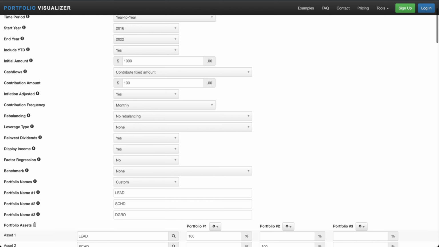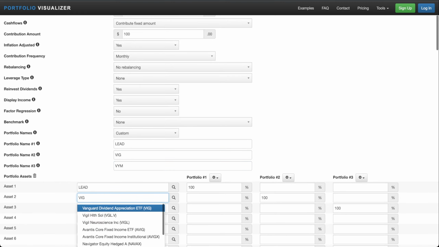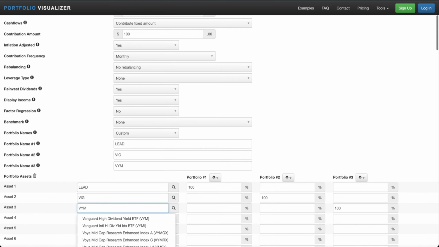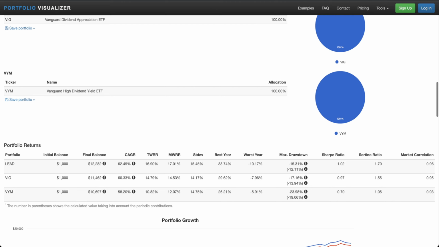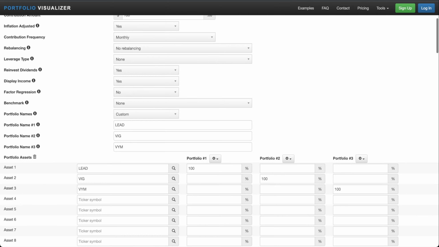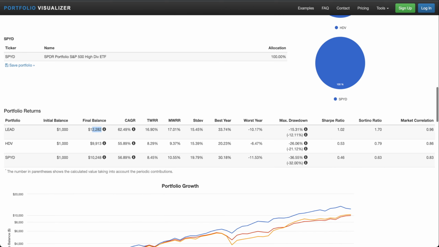Let's say we replace SCHD and DGRO with VIG and VYM and analyze the portfolio. We can see LEAD beating out VIG by almost $800 and VYM by almost $1,500. And in the third round, let's replace VIG with HDV and VYM with SPYD, and analyze. The portfolio for LEAD ETF is almost $2,300 more than HDV and $2,000 more than SPYD.